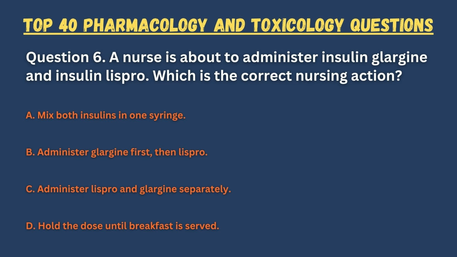Question 6. A nurse is about to administer insulin glargine and insulin lispro. Which is the correct nursing action? A. Mix both insulins in one syringe. B. Administer glargine first, then lispro. C. Administer lispro and glargine separately. D. Hold the dose until breakfast is served.